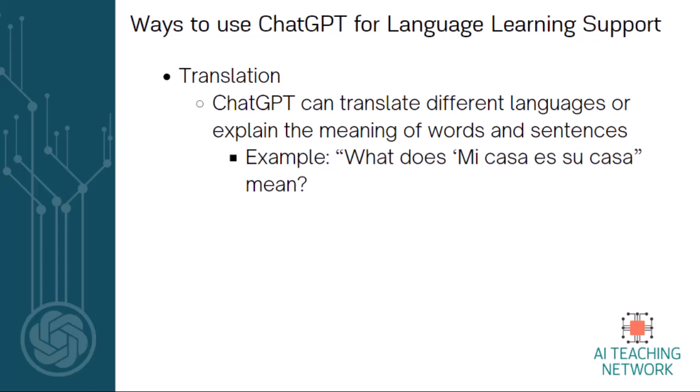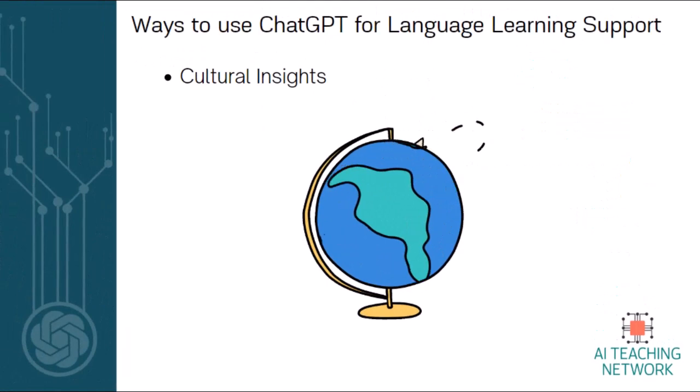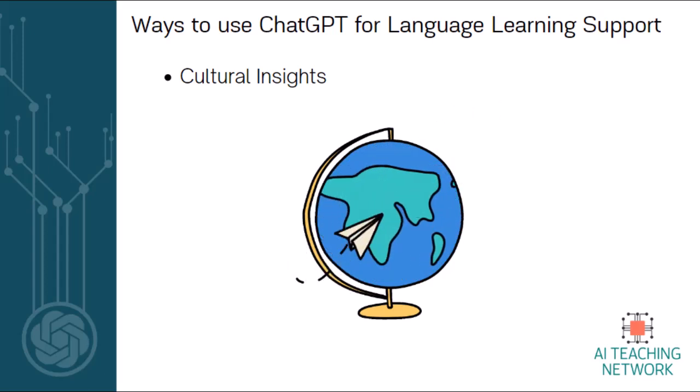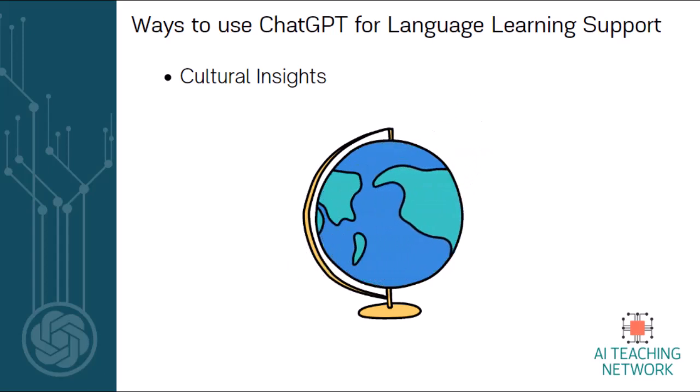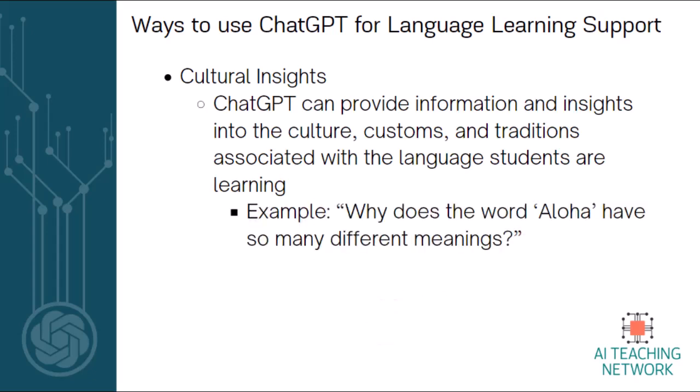For example, you can ask, what does mi casa es su casa mean in Spanish? I asked ChatGPT this and it did correctly translate from Spanish to my house is your house in English. You can also ask it for some cultural insights, which is really cool because it can provide information and insights into the culture, customs, and traditions associated with the language or words that you are learning. For example, I asked ChatGPT, why does the word aloha have so many different meanings? You'll see on the next slide, it's going to generate that answer and it's pretty good, and you can pause to read if you'd like.